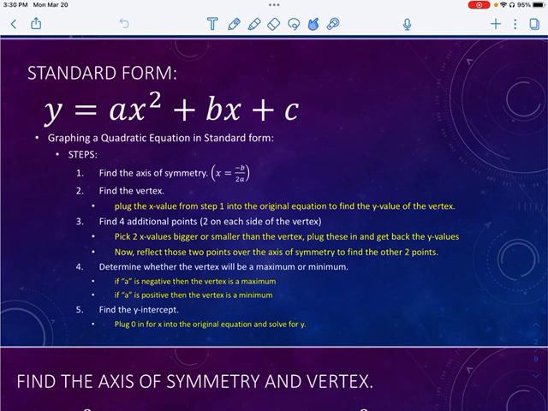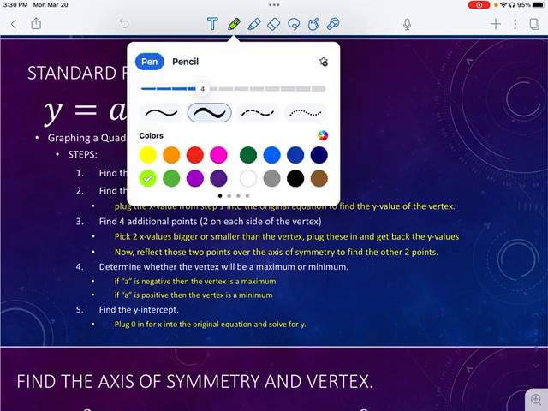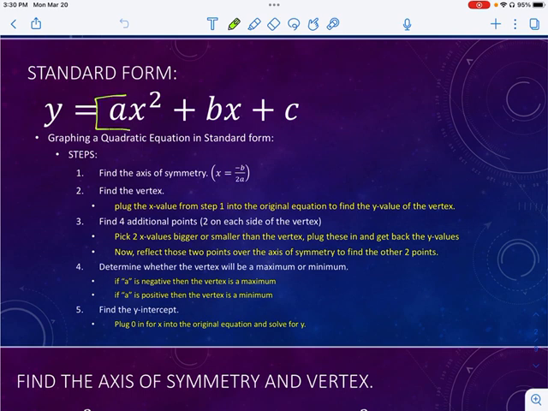Standard form, remember, is y equals ax squared plus bx plus c. That is standard form of a quadratic. Now, when we look at standard form, the key is what is a, what is b, and what is c. We will be using those letters in different forms throughout this process.